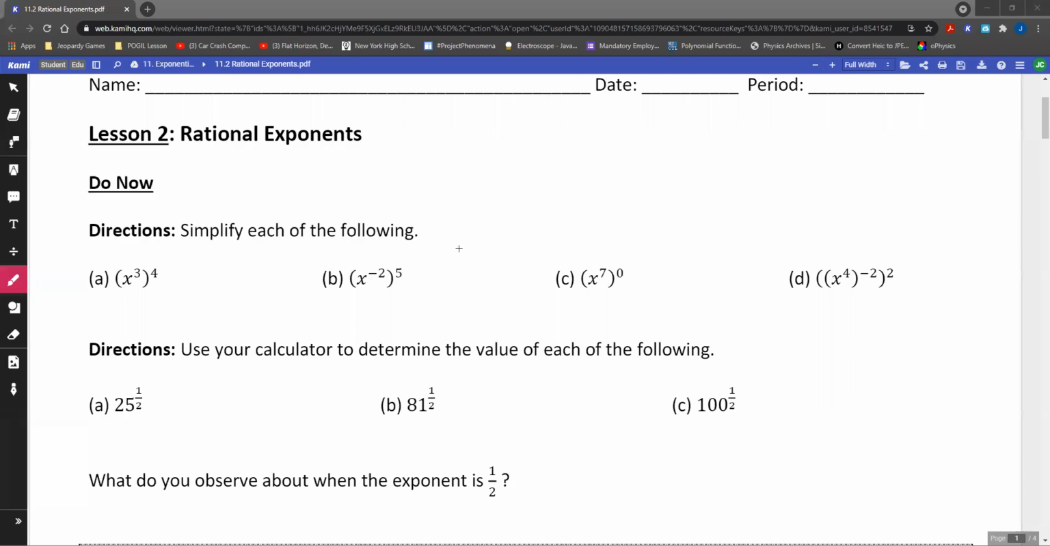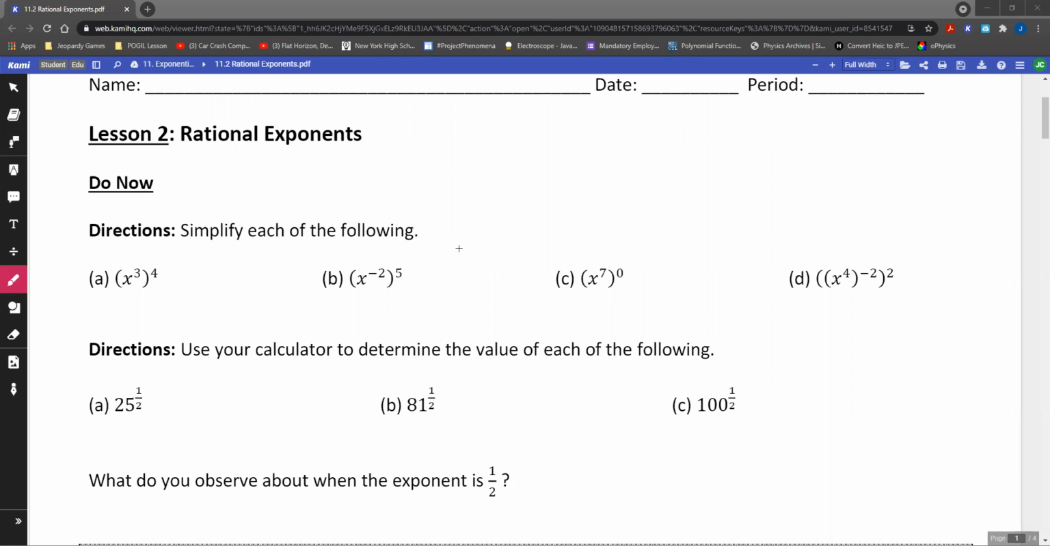Hey everyone. So this is going to be the second lesson in the unit, all about rational exponents. So like with everything, you should try working out these questions yourself. Use the video as a guide. And let's begin. So for this do now.